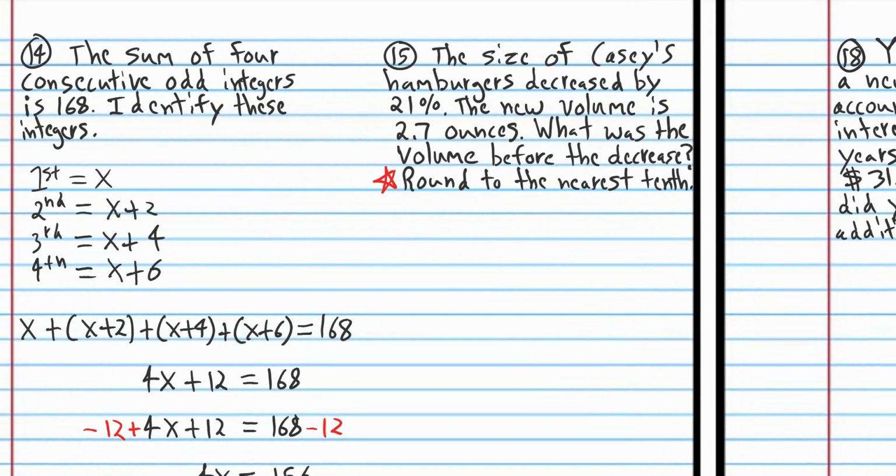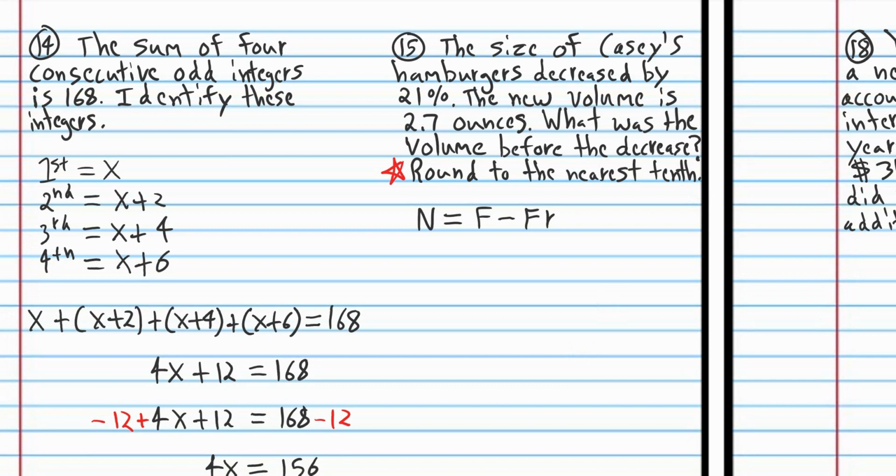So this is a percent change problem, so we need to get our formula out. The new number is equal to the first number, and this is a decrease, so we have to do minus FR. So that's our percent change formula for decrease. Again, if it were an increase, we put a plus sign. So now, let me move this over a little bit. We'll just plug in what we know and solve for what we don't know.